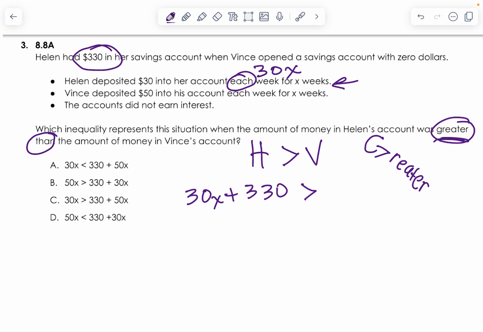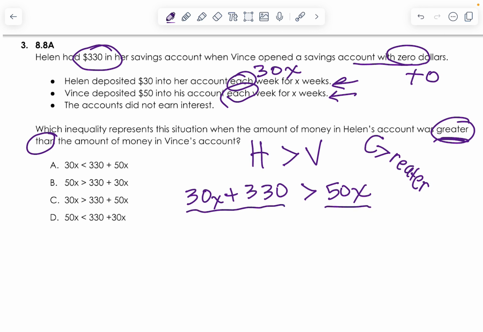Now, what would Vince's account be? He is starting with $0, so that would be plus 0. We don't really need to write that into our equation. It's the same as nothing. Let's look at what he is multiplying times each week. Each is my multiplicative word, and he's depositing $50 each week, 50 times x. The accounts did not earn interest. All right, so I've got my equations here. Vince's is $50 times x. Helen's is $30 times x plus 330.